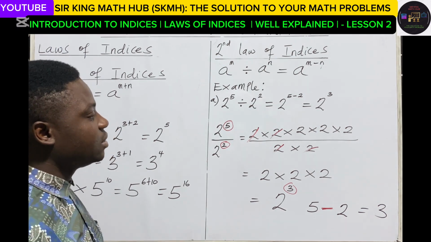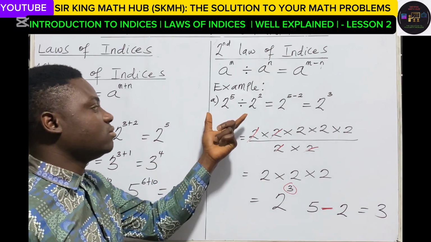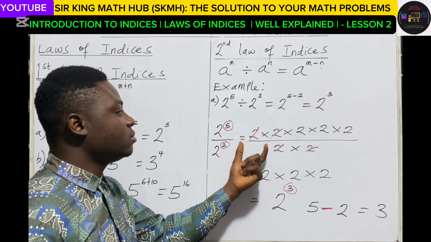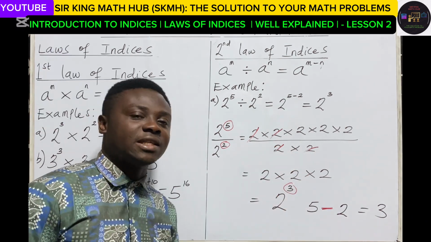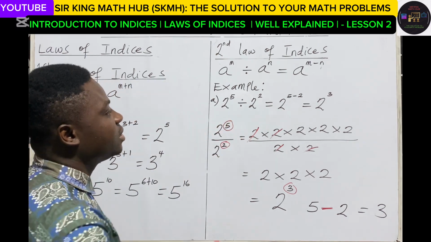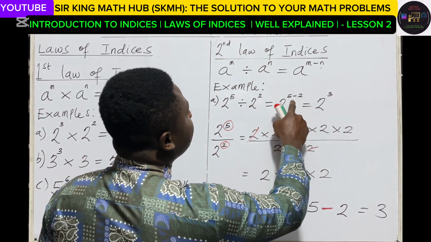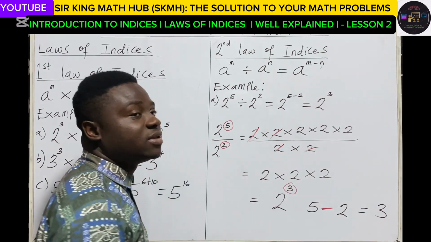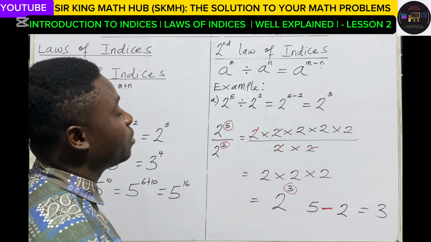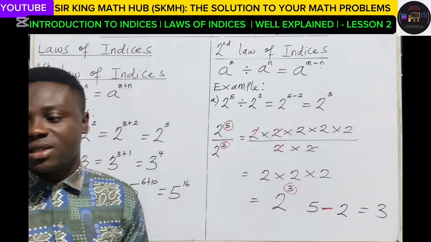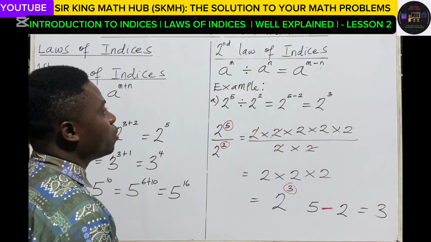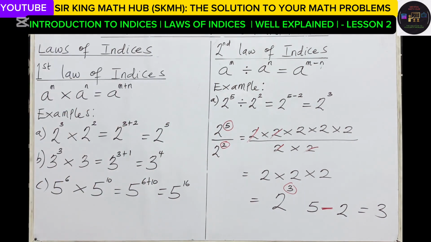So because of this, all that this law is telling us is that there is no need for us to spend much time to do this operation before we get the answer. Anytime the bases are the same and then they are dividing, just write one of the bases, subtract the index, and that gives you the answer. So that is for the second law of indices. So they call it the quotient law. Others also call it the division law.